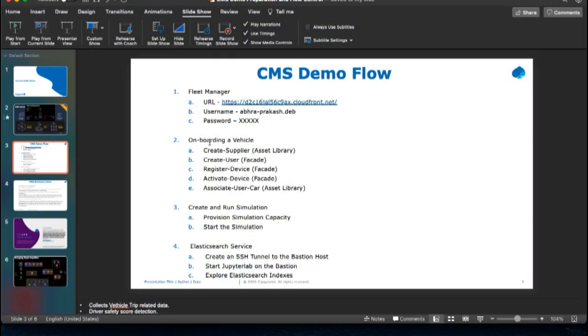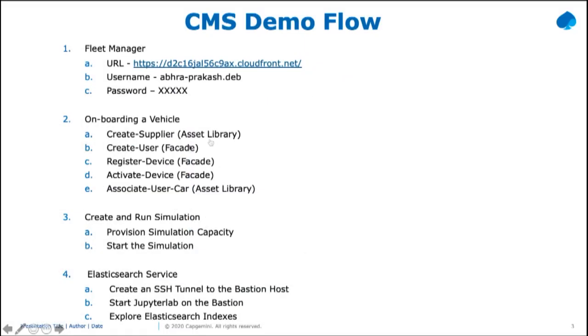Next we are going to look at how to onboard a vehicle. Onboarding vehicles is an API walkthrough. This is a very quick walkthrough where we execute 5 different REST APIs. These REST APIs are currently hosted on Amazon API Gateway, which behind the scenes talks to Lambda, and Lambda talks to DynamoDB, Elasticsearch and various other things.